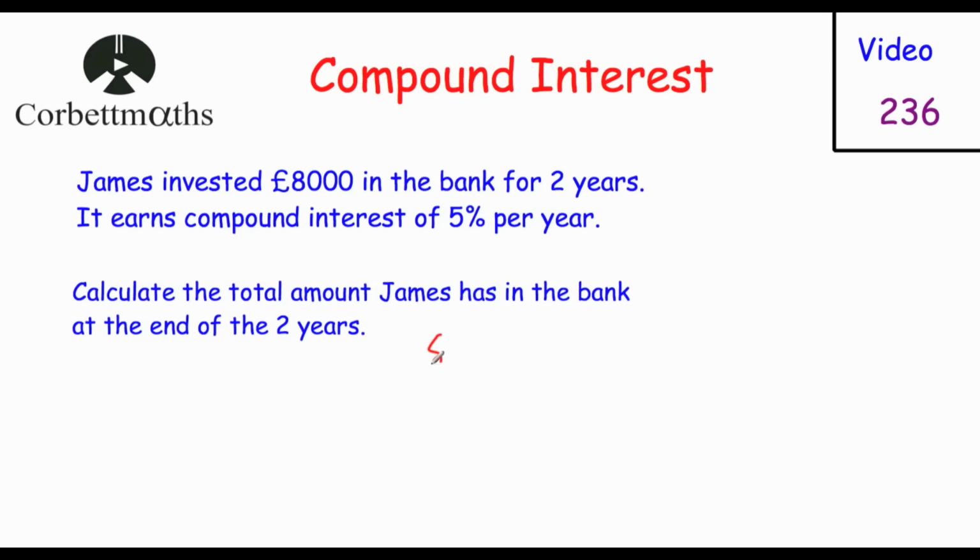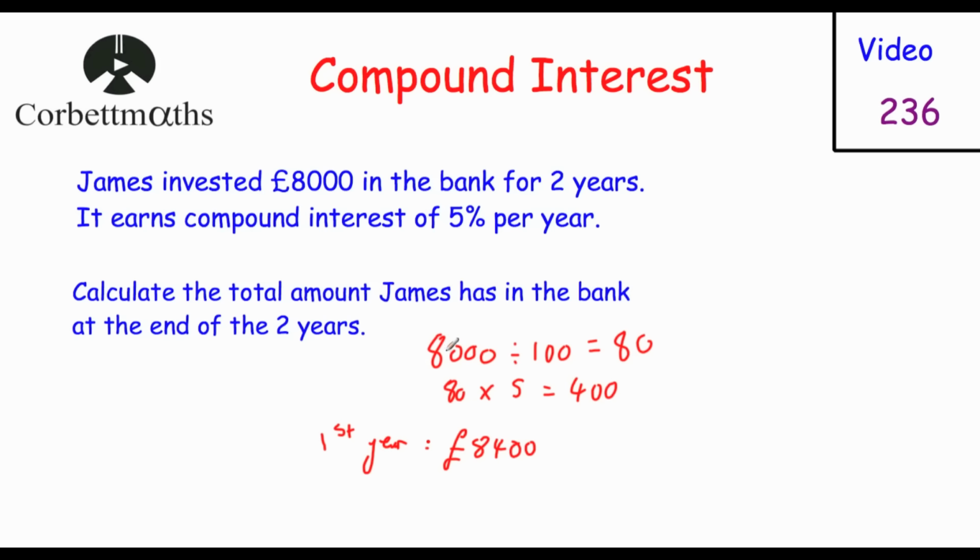So at the beginning he has £8,000, and let's work out 5% of that. So let's divide that by 100 and times by 5. When we divide by 100, we get 80. And if we do 80 multiplied by 5, because it's 5%, that gives us £400. So 5% of £8,000 is £400. Now if we add that on, that's how much money James has at the end of the first year. So at the end of the first year, James would have 8,000 plus 400, that's £8,400.